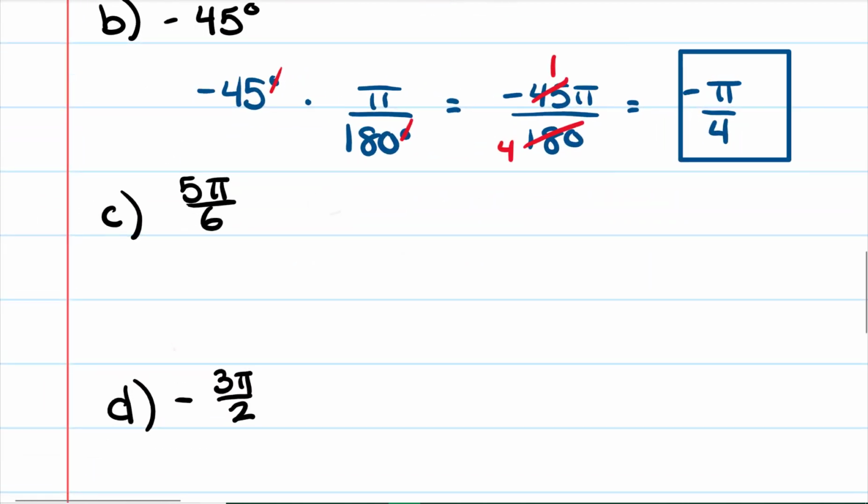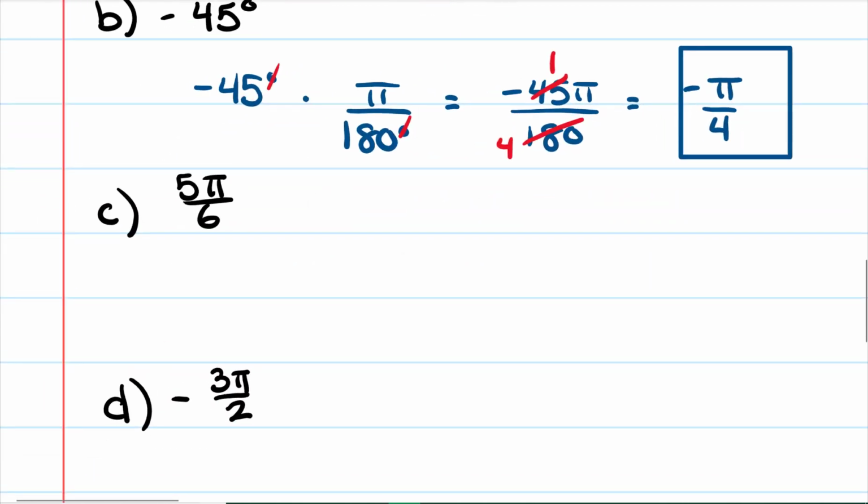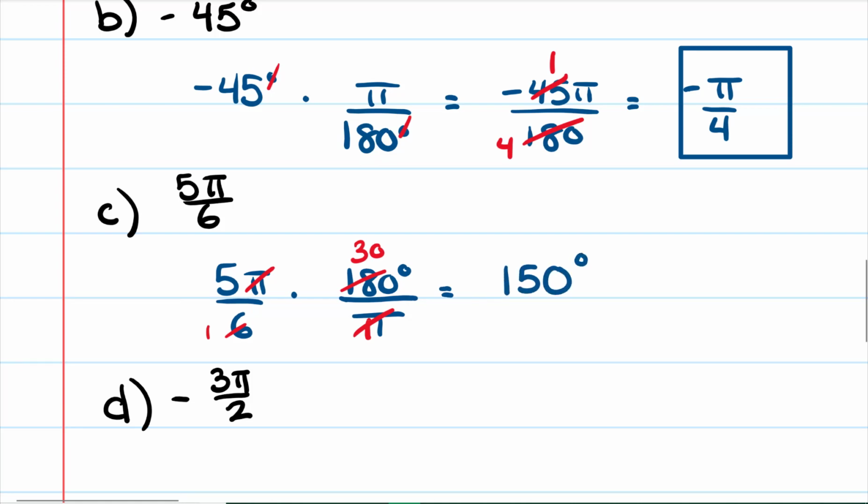Alright, now we're going to convert a radian into a degree. So I have 5 pi over 6. And in order to make it into a degree, I want to get rid of the pi. So the pi needs to be in the denominator, and the 180 is in the numerator. So our pi's cancel, and you can divide 180 by 6 and get 30. Then you multiply these across and you get 150 degrees.